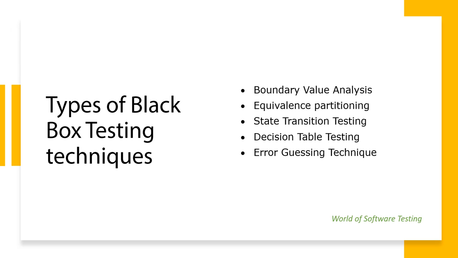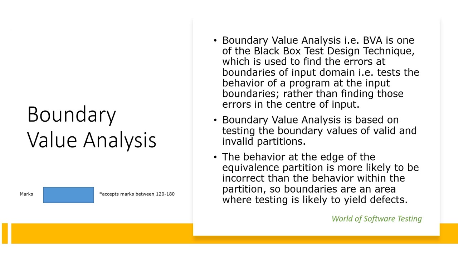These are the types of black box testing techniques. The first one is boundary value analysis. The second one is equivalence partitioning, also termed ECP. The third one is the state transition technique. The fourth one is the decision table testing technique. And the last one is the error guessing technique. So these are the five types of black box testing techniques we have. Let's understand boundary value analysis, also termed BVA, in this tutorial.